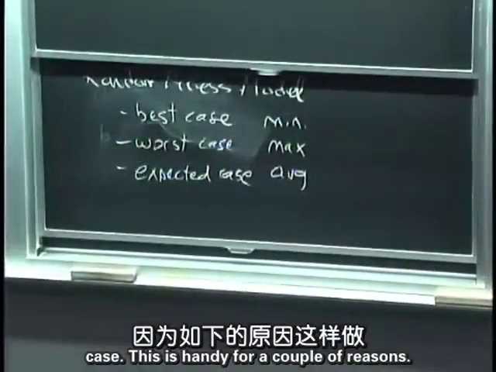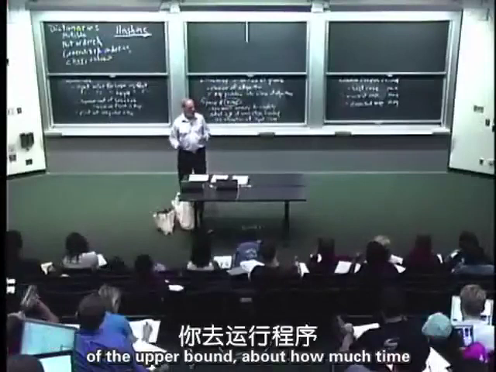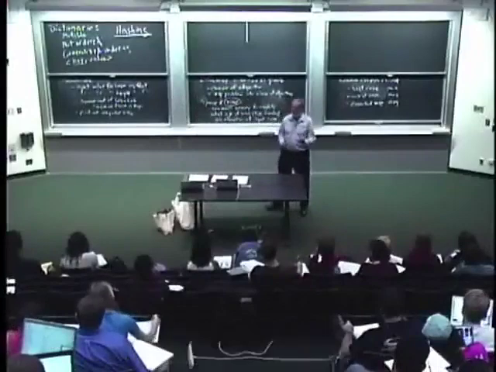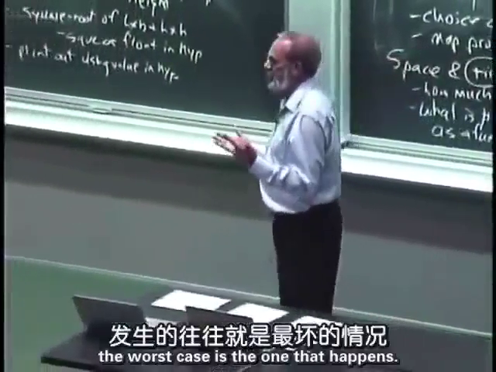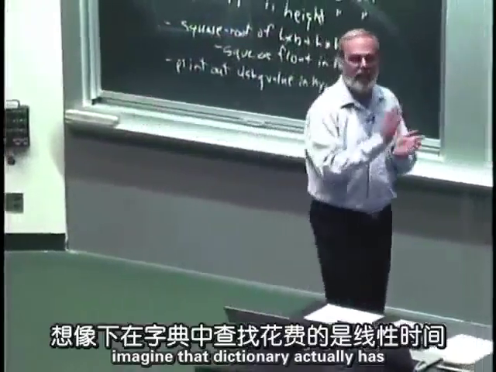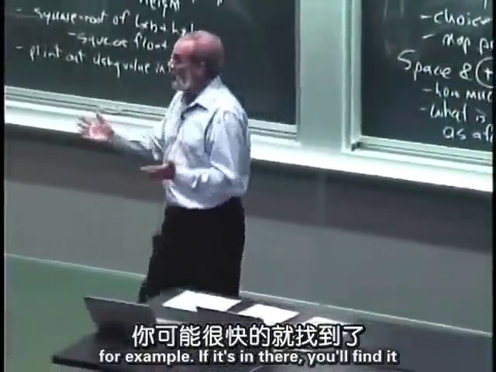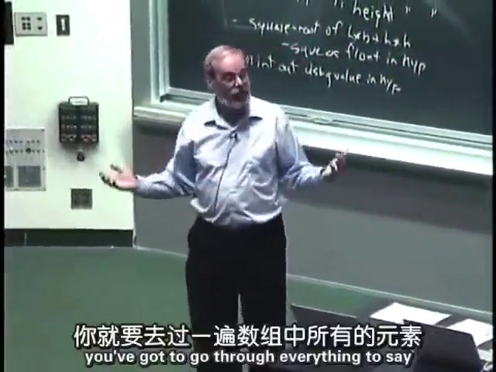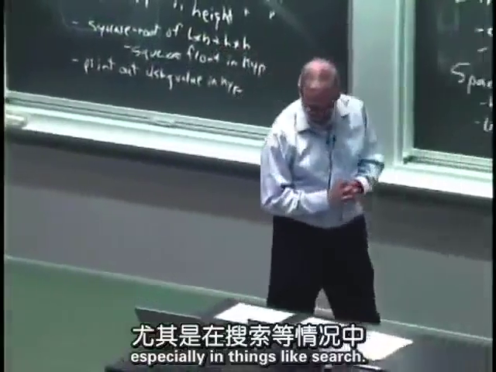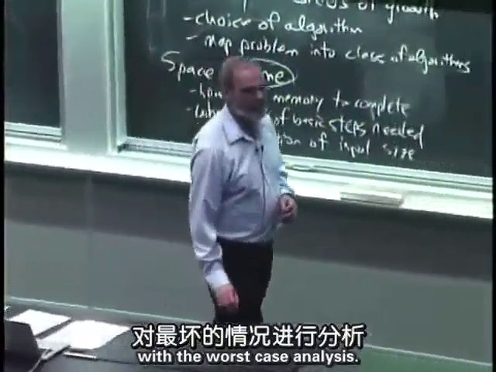This is handy for a couple of reasons. One, it means there are no surprises. Right? If you run it, you have a sense of the upper bound about how much time it's going to take to do this computation, so you're not going to get surprised by something showing up. The second one is, a lot of the time, the worst case is the one that happens. Professor Guttag used the example of looking in a dictionary for something. Now, imagine that dictionary actually has something that's a linear search to go through it, as opposed to the hashing he did. So it's a list, for example. If it's in there, you'll find it, perhaps very quickly. If it's not there, you've got to go through everything to say it's not there. And so the worst case often is the one that shows up, especially in things like search. So as a consequence, we're going to stick with the worst case analysis.